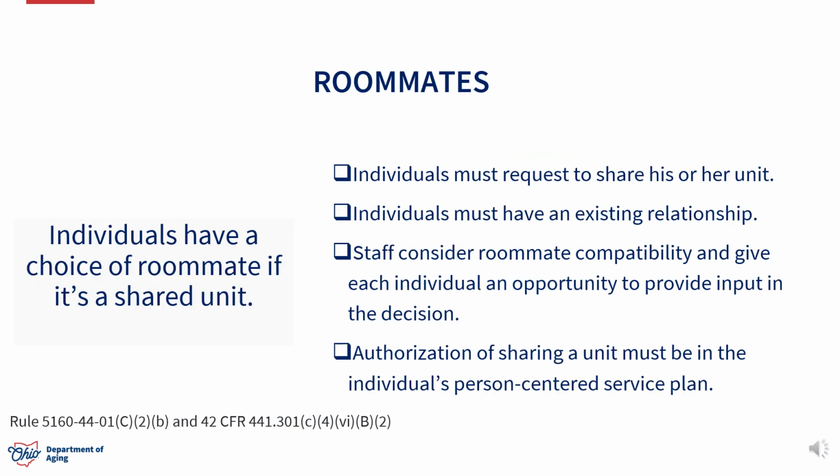The next topic is roommates. So we always want to make sure that individuals have a choice to have a roommate if they are already living in a shared unit. Things to consider is that individuals must request to share their unit. We want to make sure that individuals have that pre-existing relationship prior to the setting just putting two individuals together. We want to make sure that the staff consider roommate compatibility and must give each individual an opportunity to provide input on the decision. And that authorization of sharing a unit must be in the individual's person-centered service plan. And just note that two individuals who have never met should not be sharing a unit. We want to make sure that that existing relationship is already in place prior to them being put in the same unit together.